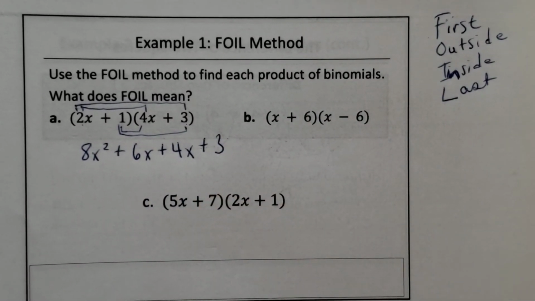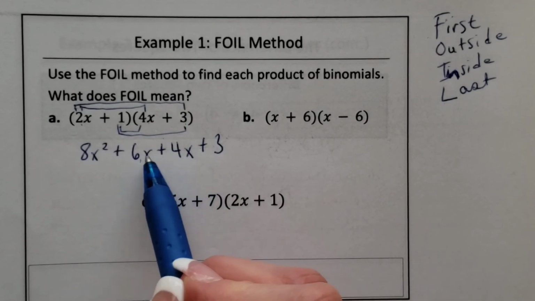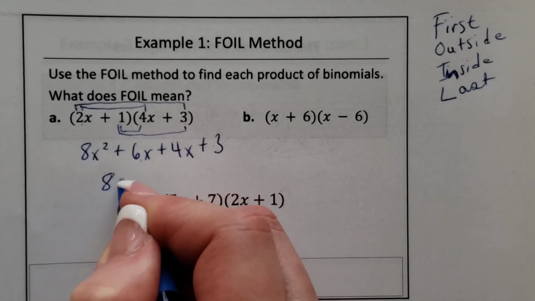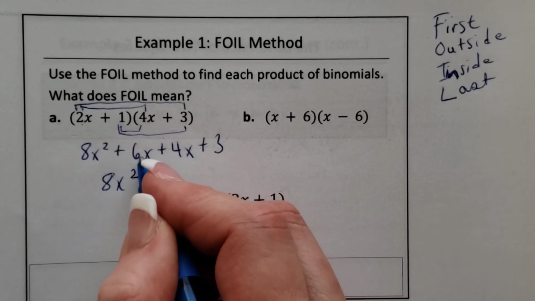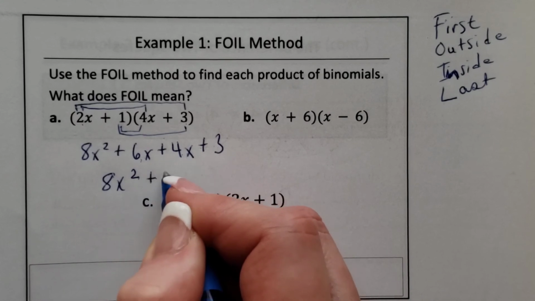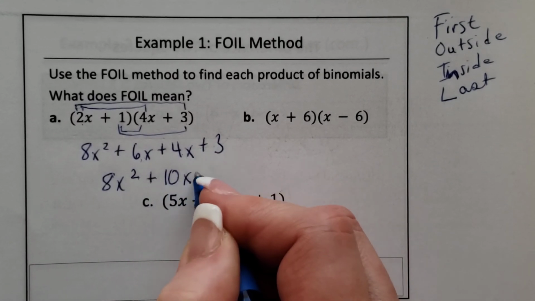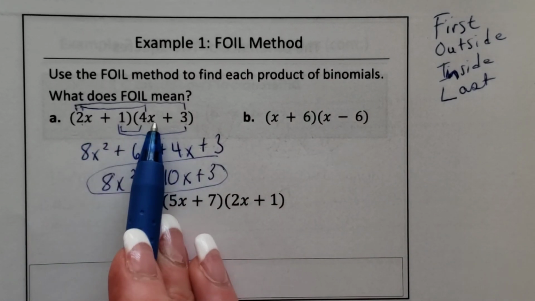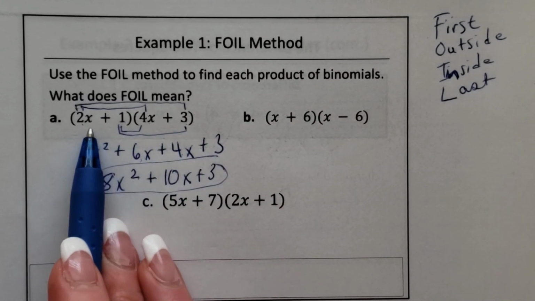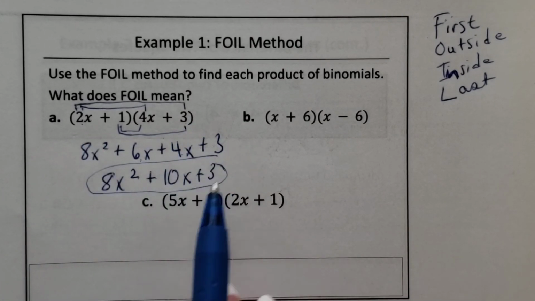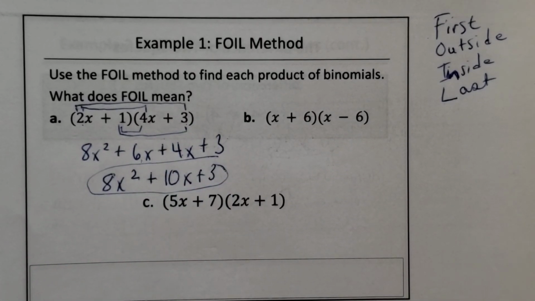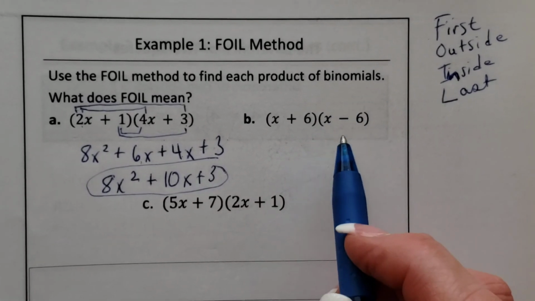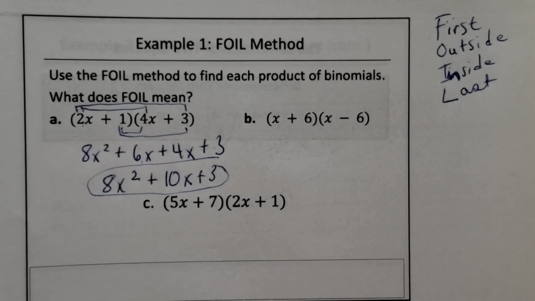And every time you use FOIL, you should always be able to add those two middle terms. They're always going to be like terms. So we write down our first term. Our two terms in the middle combined, 6x plus 4x is 10x. And then 3 stands on its own. So when you multiply a binomial times a binomial, you'll always get a trinomial. Well, that's not true. I shouldn't have said that because this next one is going to look a little different.